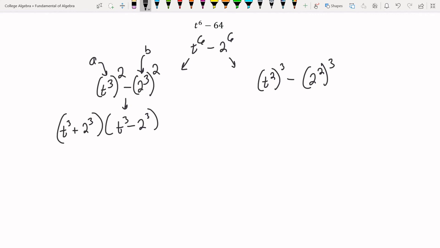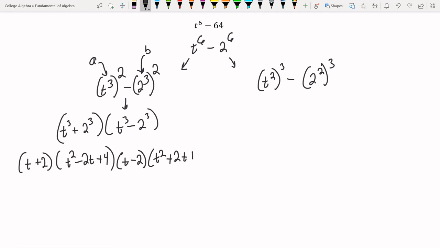So the first one gives me, just use the formula, t plus 2 times t squared minus 2t plus 2 squared, which is 4. Then we have t minus 2, t squared plus 2t plus 4. And that would be completely factored.